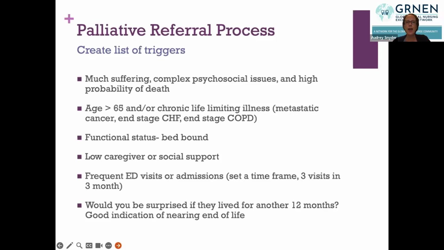So having a list of triggers that says patients should be referred to the palliative care team. If there's a lot of suffering, there's complex psychosocial issues, or a high probability of death, someone who's over the age of 65 and/or has a chronic life-limiting illness like metastatic cancer, end-stage CHF, end-stage COPD. Functional status, if they're bedbound, if there's low caregiver or social support, if they've been in the emergency department fairly frequently, and set a time frame.